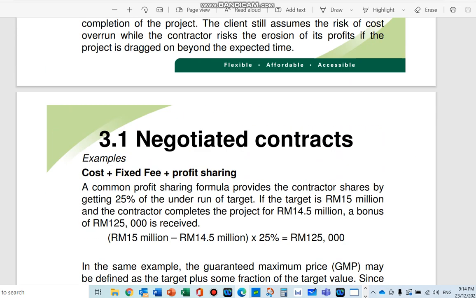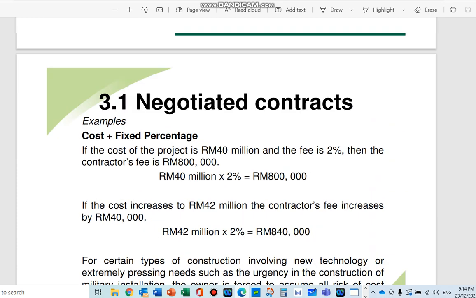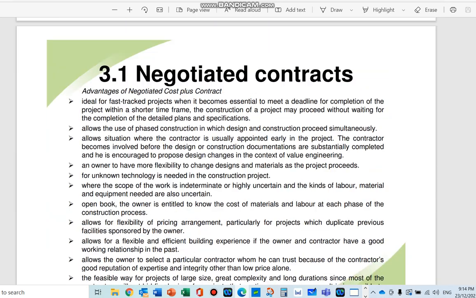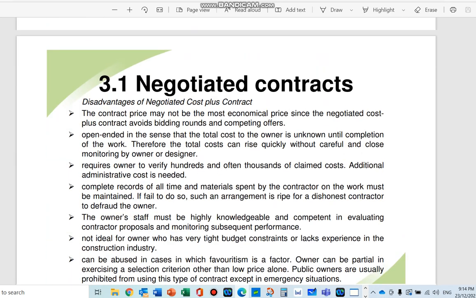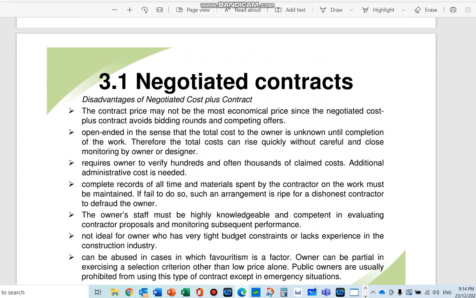So here it talks about the advantages and disadvantages of a cost plus contract, which I went through just now as well. And these are reimbursable. So again, there's a combination between reimbursable and incentive, and pure incentive ones like target and guaranteed maximum price, or you can combine it with cost plus.